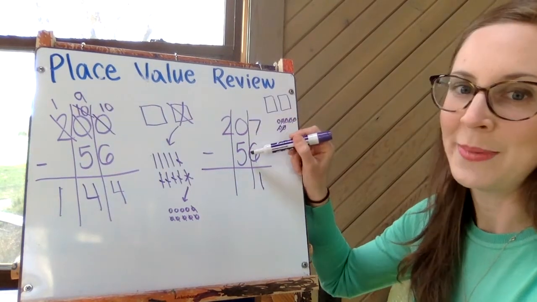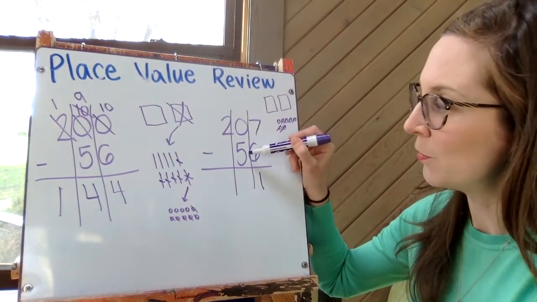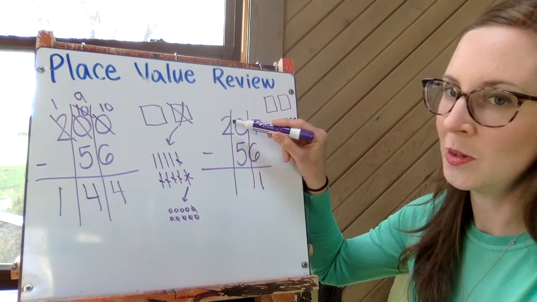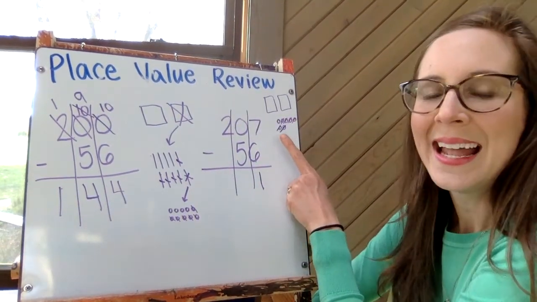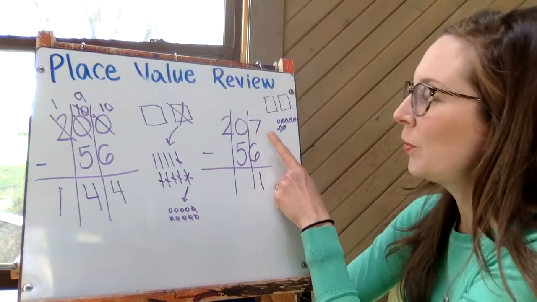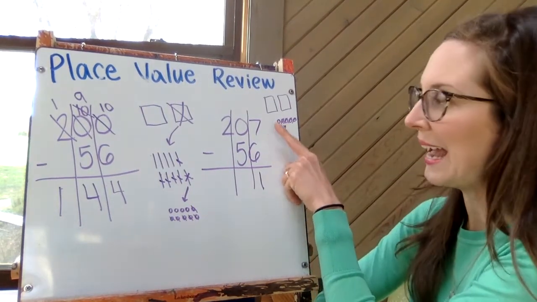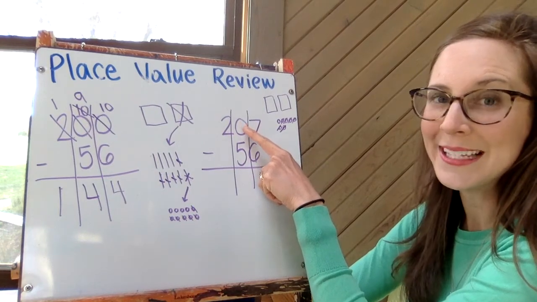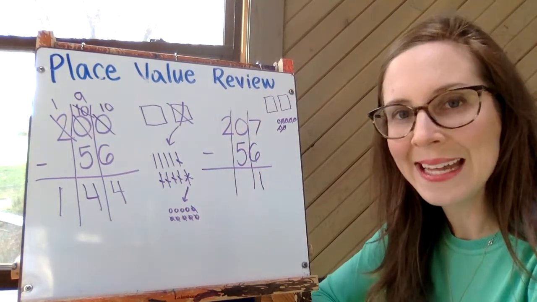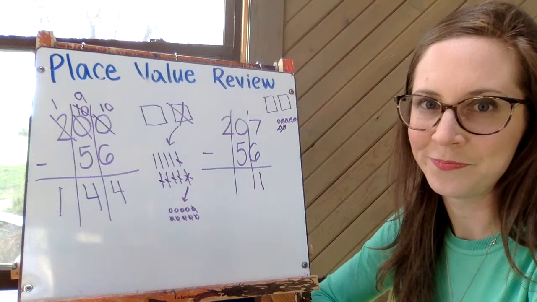0 tens minus 5 tens. Uh-oh, more on the floor, go next door. So now I need to ungroup. So notice, I did not need to ungroup when I was subtracting my ones because I had enough ones. I did not need to go next door to my tens place and ungroup a 10 to get 10 ones.